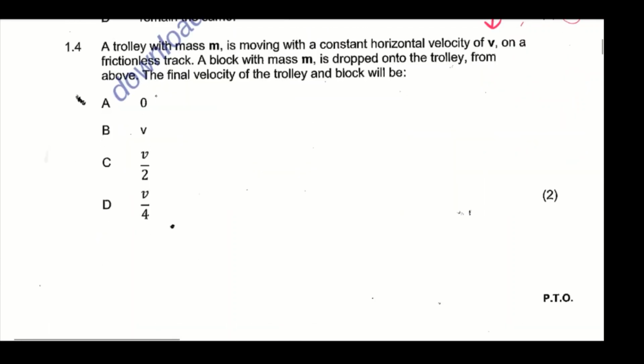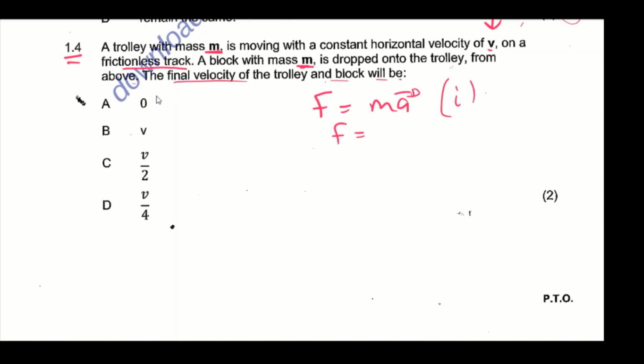Now we go to 1.4, which says that a trolley with a mass m is moving at a constant velocity v on a frictionless track. A block of mass m is dropped on the trolley from above. The final velocity of the trolley will be, so now you have a situation where F is equal to ma, right? And this is the initial force of the trolley. So if it's traveling at constant speed, acceleration will be 0, right? So the force is going to be 0 newtons, right?